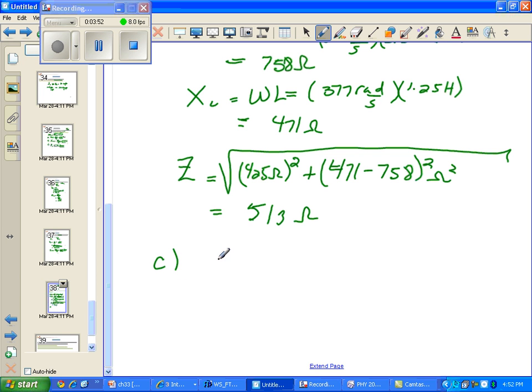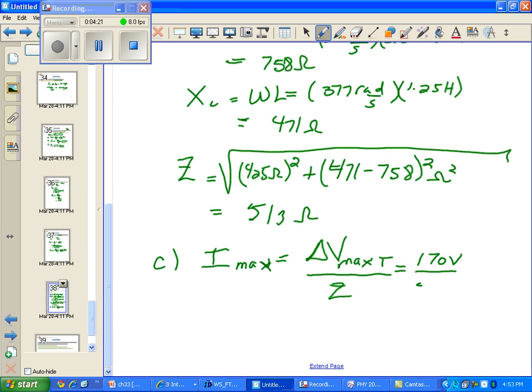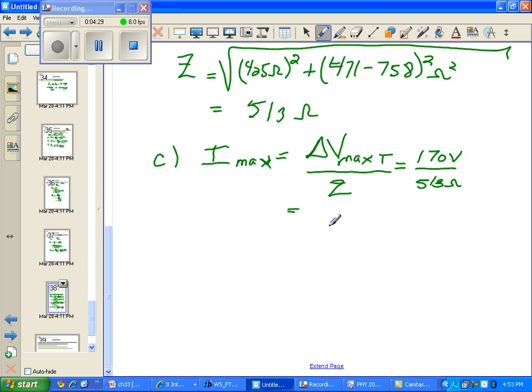Next question asks us to determine the maximum current through the circuit, and here what we're going to do is use Ohm's law, but we're going to use delta V max total, what was given to us as coming out of the generator. And because we're using the total as opposed to R, C, or L, we have to use the total reactance, which we call the impedance. 170 volts is the maximum, divided by 513 ohms, what we just found.